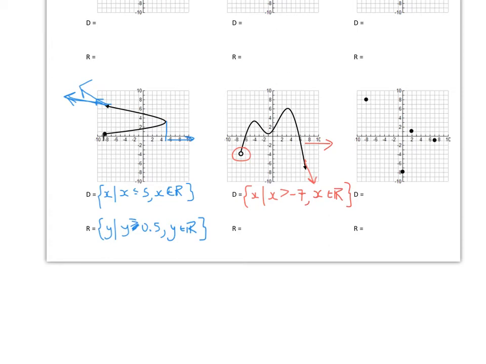And then my range is the set of y such that, looking at y values, it looks like I'm going on and on downwards, so I don't have a lower limit on my range, but I do have a top value here at 6. So my y is going to be less than or equal to 6 because it looks like it's including that value, and y again is an element of the real number system because it is a solid graph. There are no individual points.